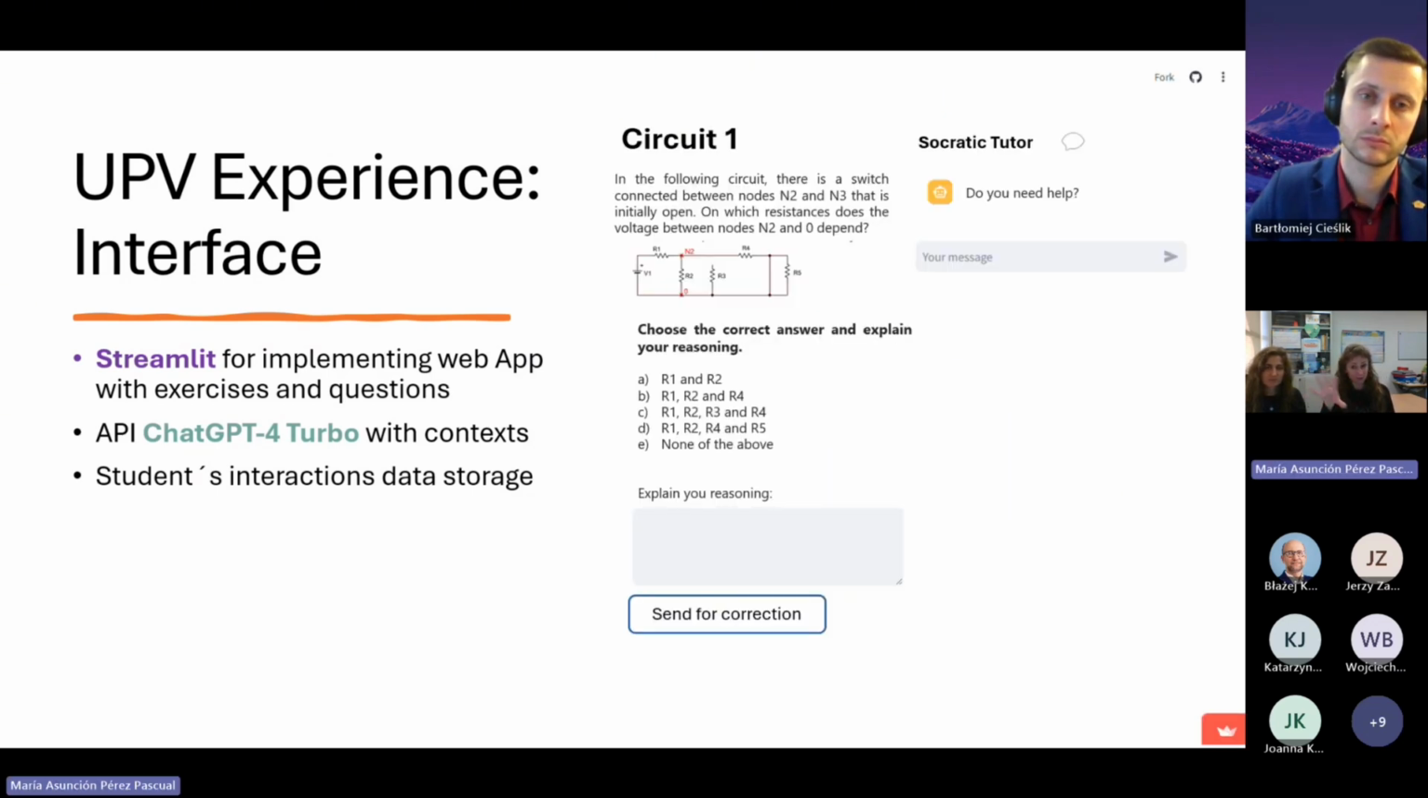This is our website. I have translated all the text because it's originally in Spanish, so you can see it in English. This is the circuit. These are the possible answers, and we ask for reasoning. We need the students to tell us why they are choosing one of these answers, and then here is a field in which a student can interact with the Socratic tutor, and this Socratic tutor works with the instructions that we have given, without solving the circuit, only giving questions in order to bring students to the expert way of thinking.